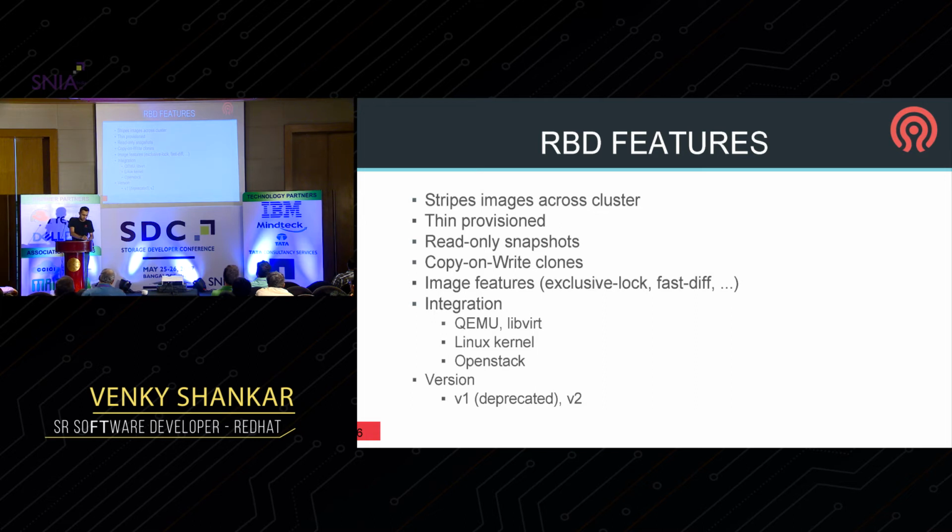Also, we have image features. You can create images with different capabilities. I just mentioned two of them, but we have a bunch. These capabilities allow you to do different things. We'll come to this later. And as I said about integration, we have good integration with QEMU and libvirt, and with the OpenStack model. We have Linux kernel integration in the form of the RADOS block device, a block device driver in the Linux kernel. And for images, we traditionally had two formats, V1 and V2. V1 is deprecated. V2 is the choice now because it supports all these fancy features.